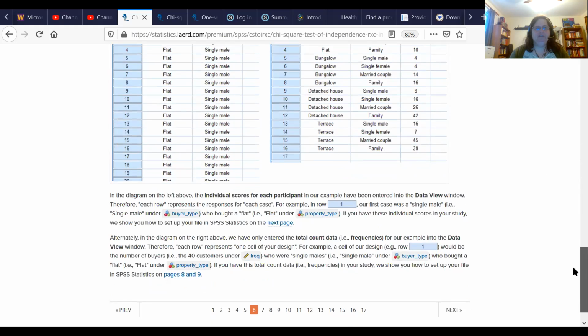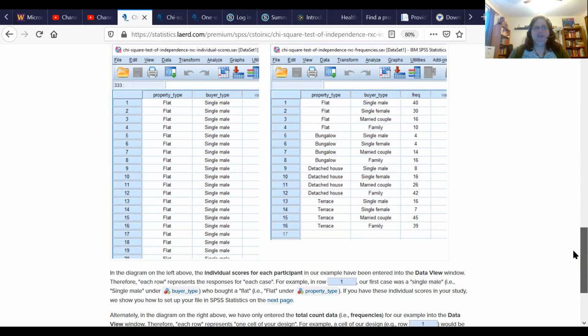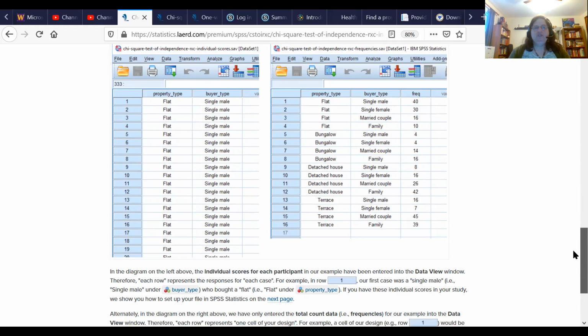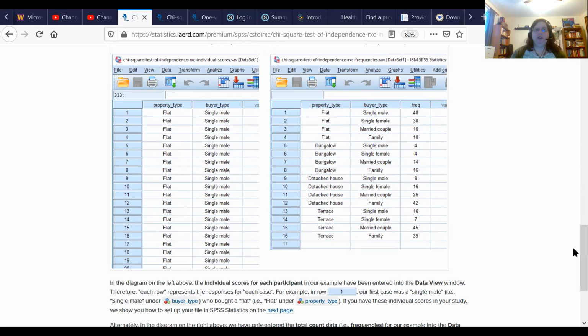Moving on. Now for this, you can do the same setup with the frequencies and the weights that we did for the other one. And I want to show you how that works. So you could have the individual where you write out flat, single male, 40 times. Then flat, single female, 30 times. That's kind of getting more painful as we get to 333 cases. So I recommend you do this method.